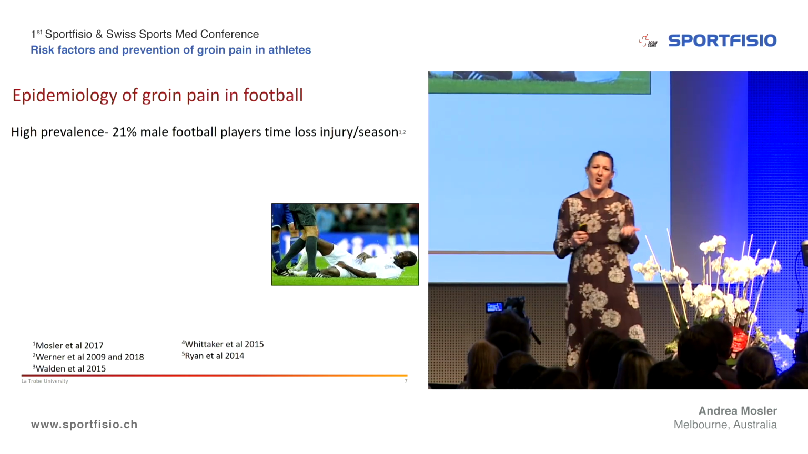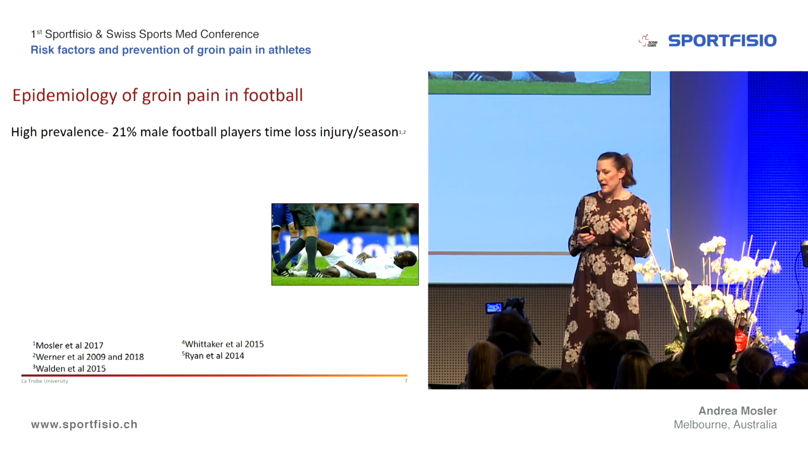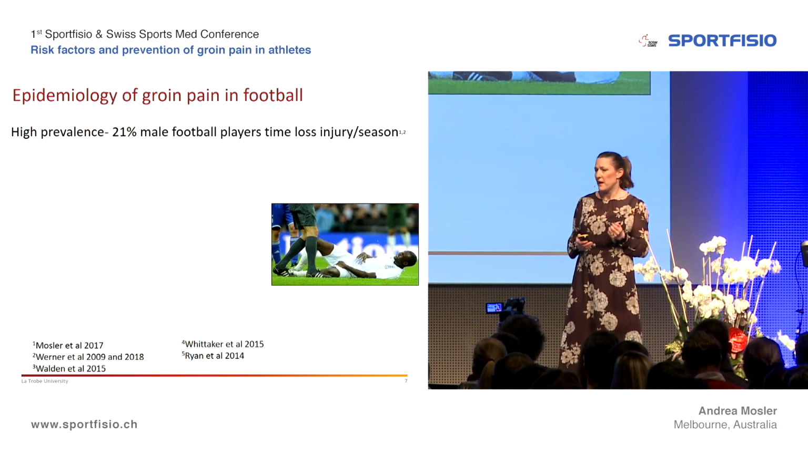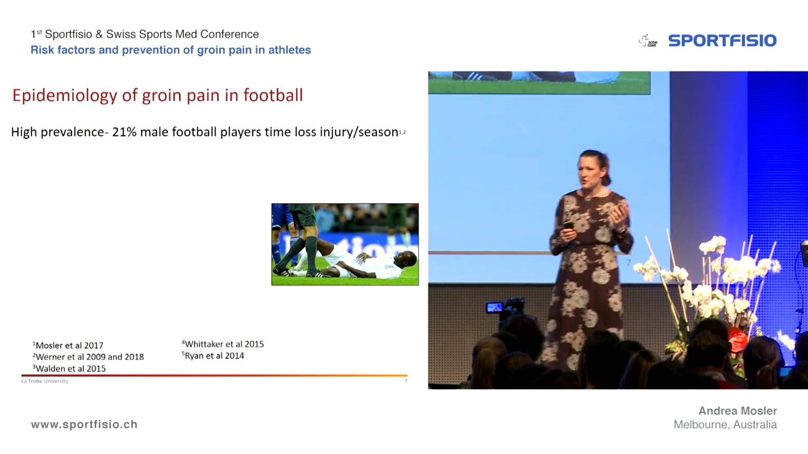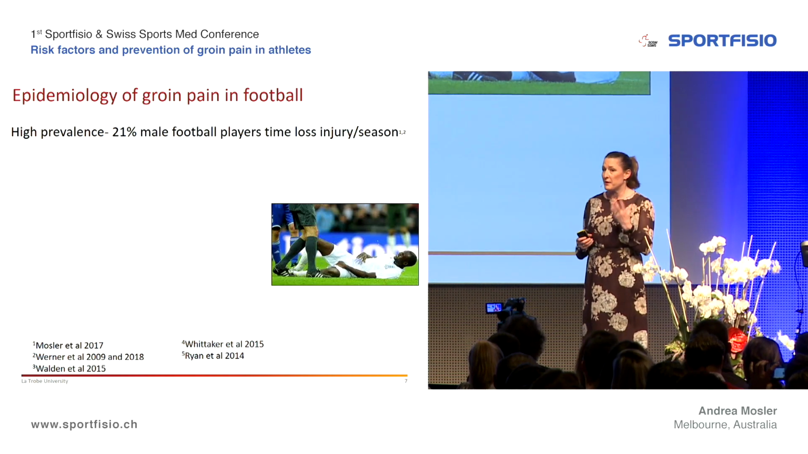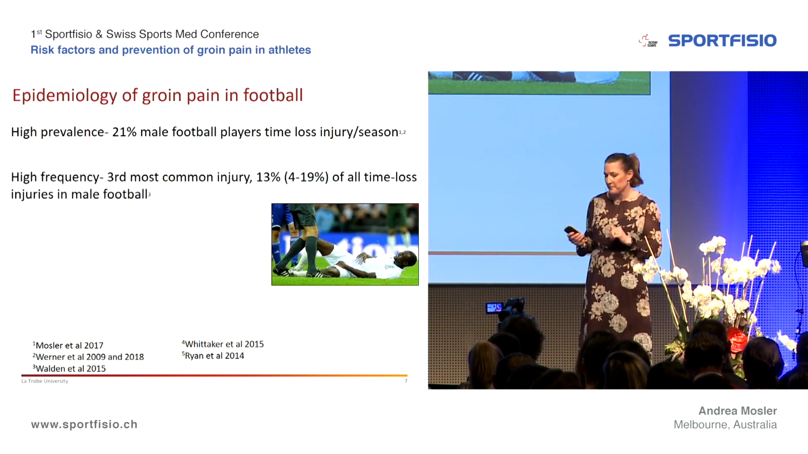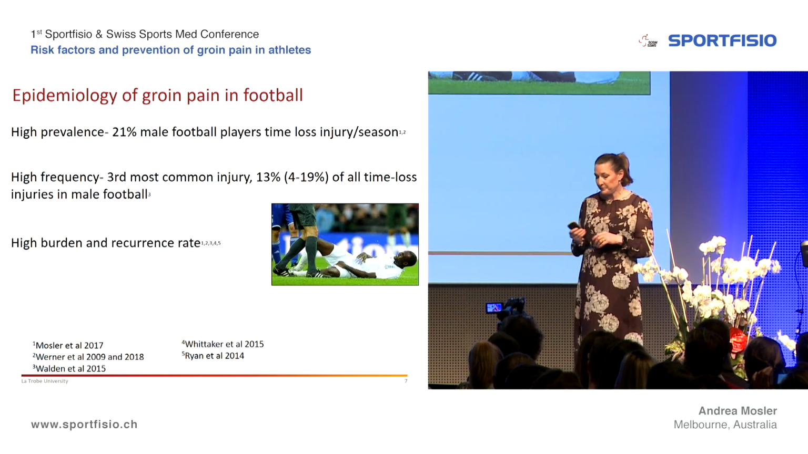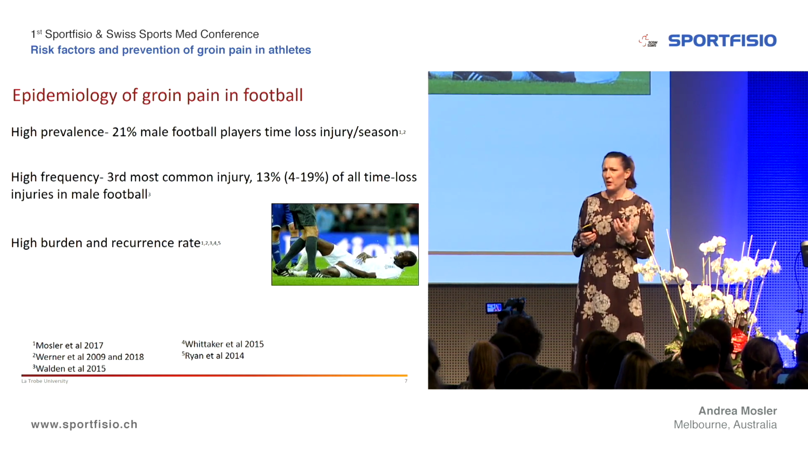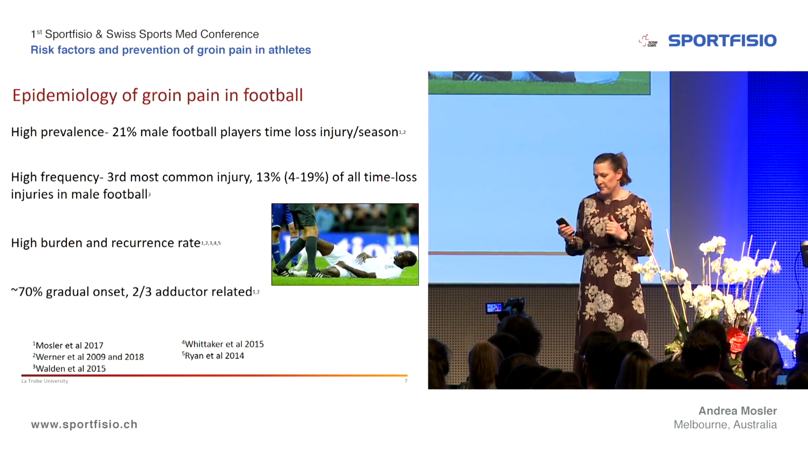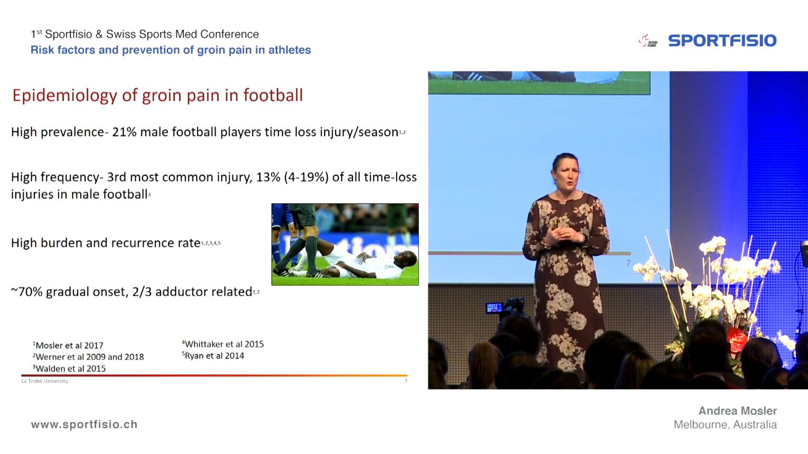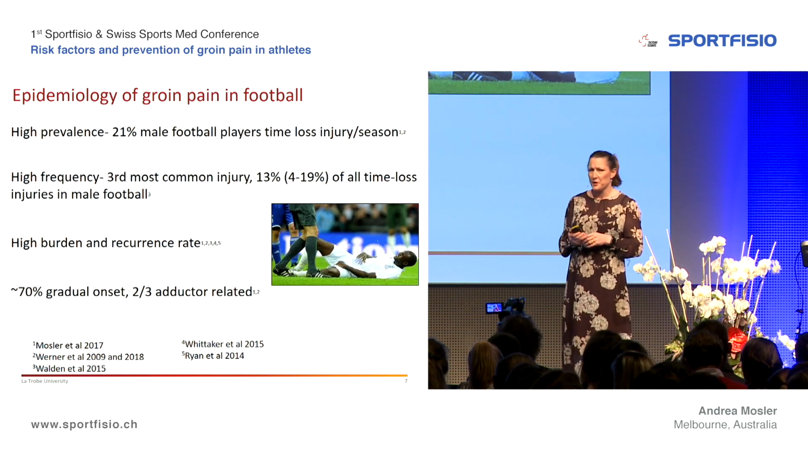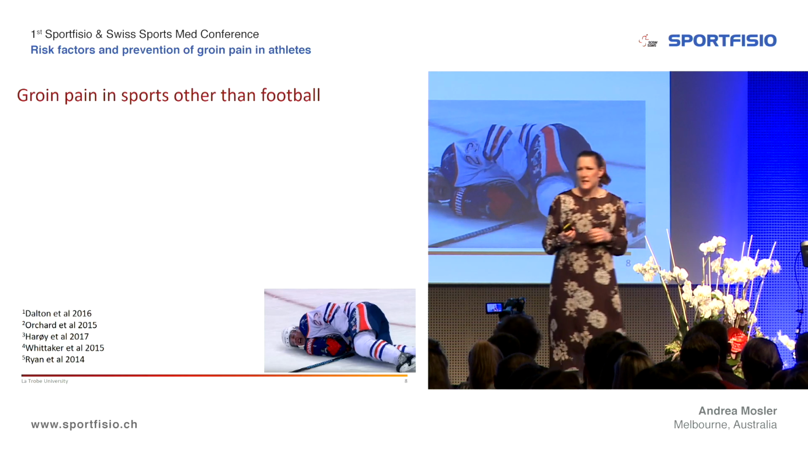So we know that there is a really high prevalence of groin problems in football players, particularly in male football players, and that about 1 in 5 professional male football players will have a time-loss groin injury per season. And as Christian mentioned, there is a much higher prevalence when you're looking at groin pain. That's not time loss. It is the third most common injury, so there is a high frequency, and there's certainly a high burden and also a troublesome recurrence rate. Around 70% of groin problems will be of gradual onset, and around 2 out of 3 of them will be adductor-related groin pain.